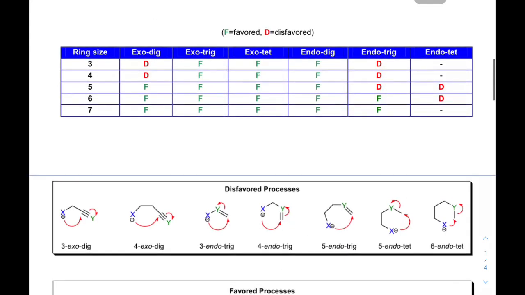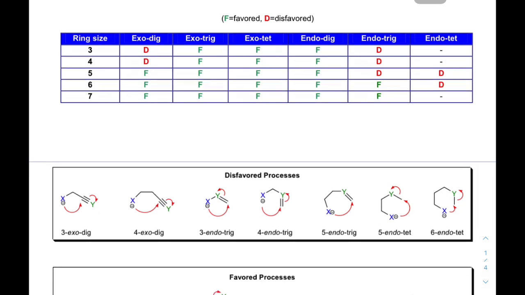So this is the chart Baldwin experimentally proposed. On this chart, F is favorable and D is disfavorable. Now how to follow the chart? First of all, we have to look at the number of ring members. This is a 3-member ring. Is 3 exo dig favorable or disfavorable?